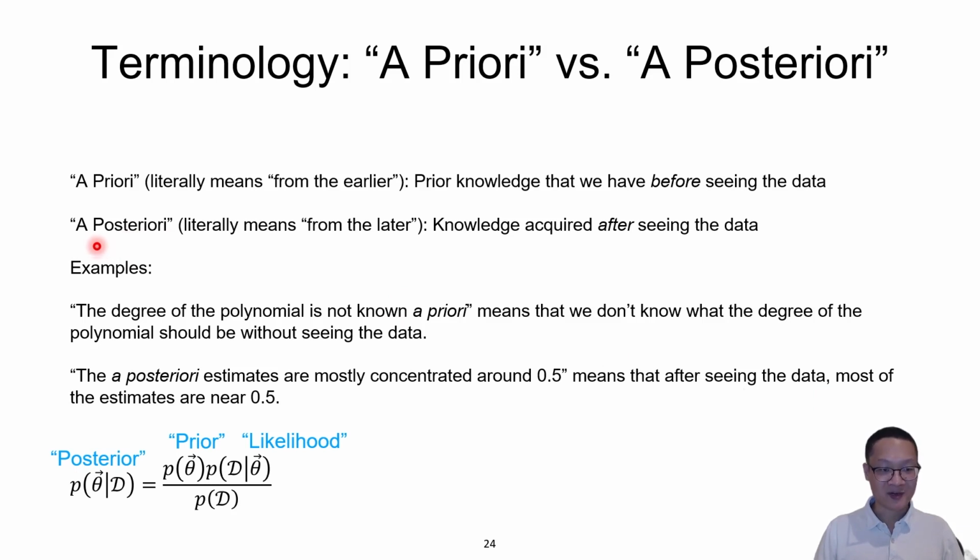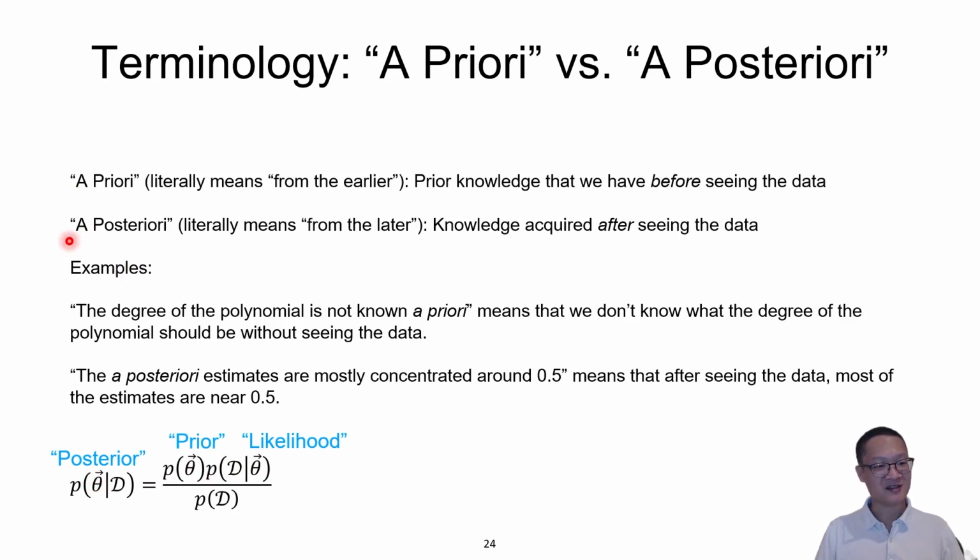A posteriori means from the later. So that means the knowledge that we obtain after seeing the data. An example that we saw was the posterior distribution. This is a distribution which we obtained from the prior, so not seeing data, and then combined with the information from the data in the form of the likelihood function. That gives us the posterior distribution.